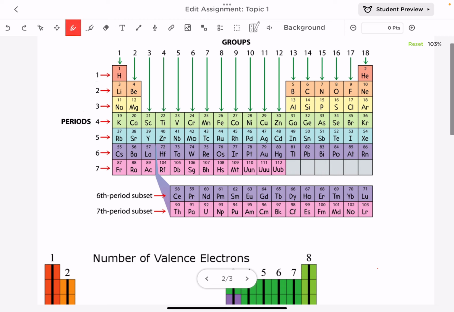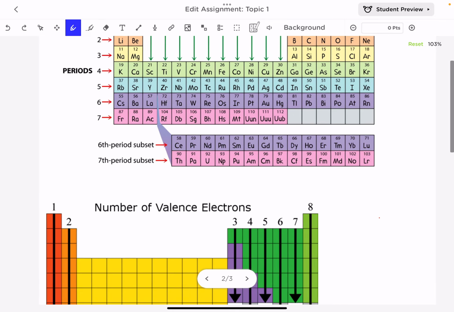Another example, if I ask about gallium, gallium belongs to group 13, period 4. One more example, if I take the element sodium, sodium belongs to group 1, period 3. So always keep in mind that the vertical lines are the groups and the horizontal lines are the periods.